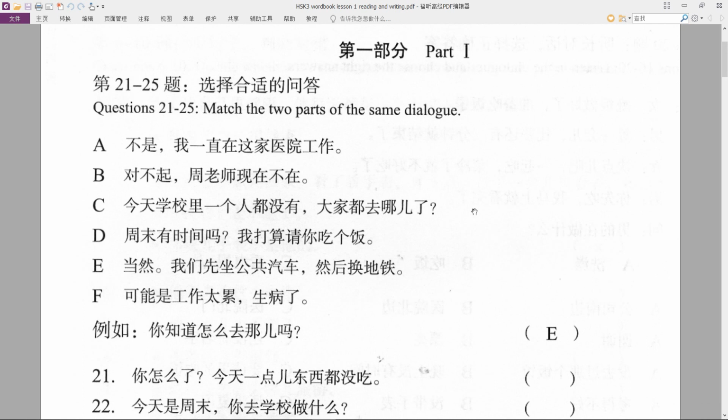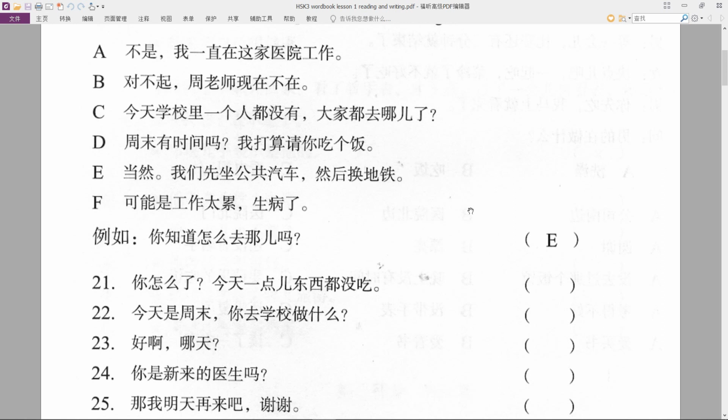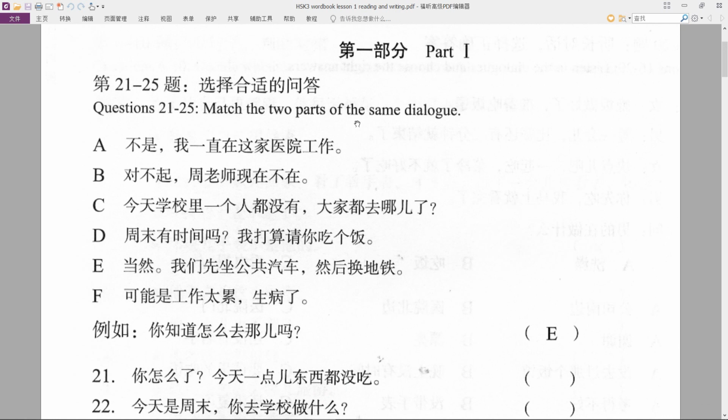I had a look at this part. It's slightly tricky because you don't know who's the one to ask. Some sentences are from this part, A, B, C, D, E, F is a question to ask, and the answer is in 21 to 25. However, sometimes the question is from this part and the answer is this one. So it's tricky in this way. So obviously we need to know the translation. So we look at the translation.